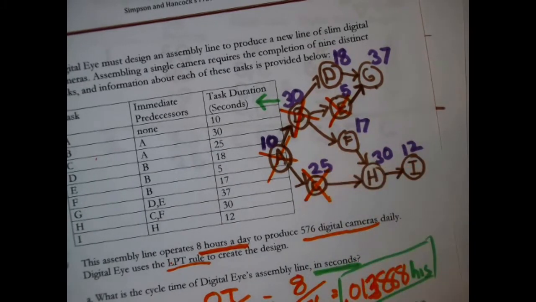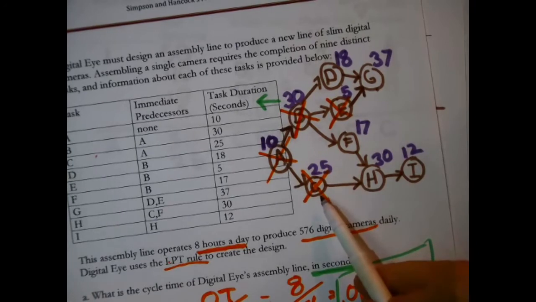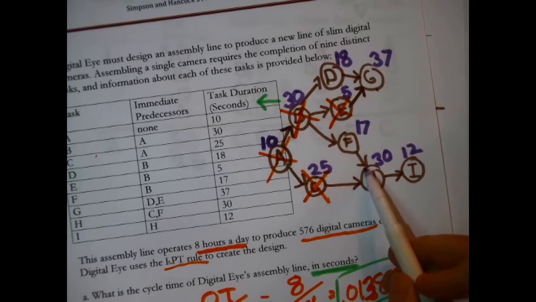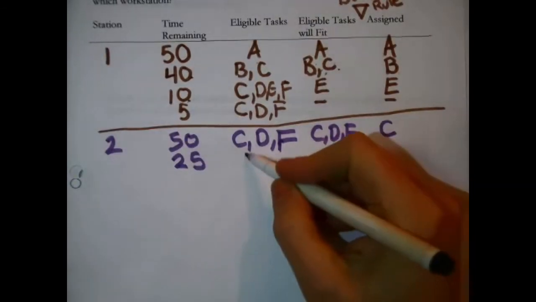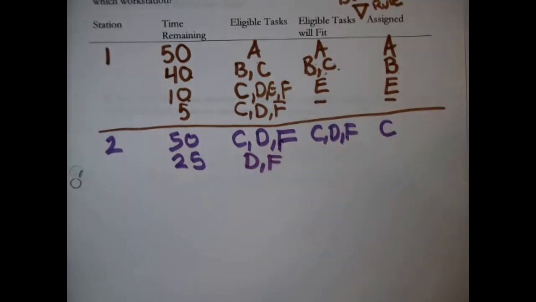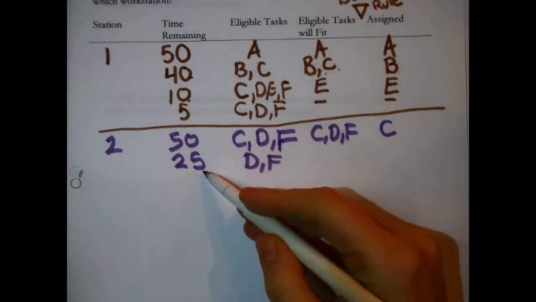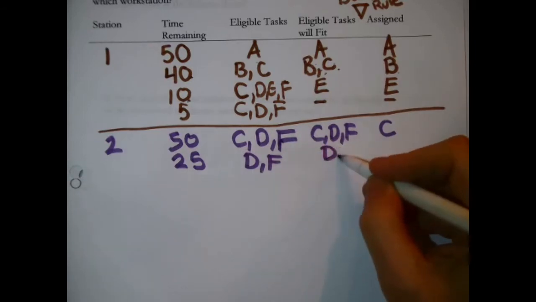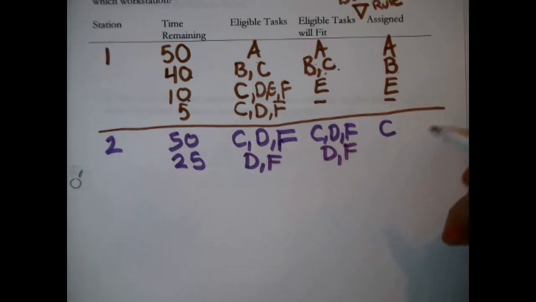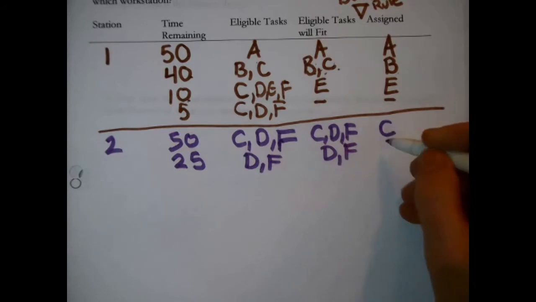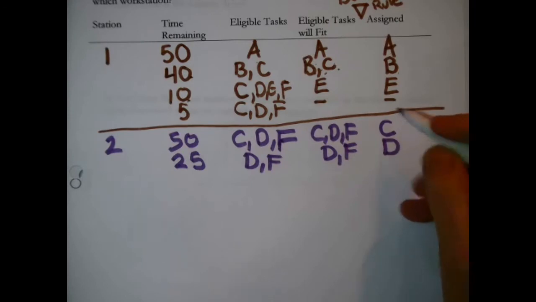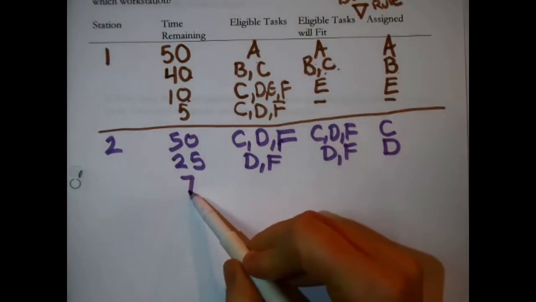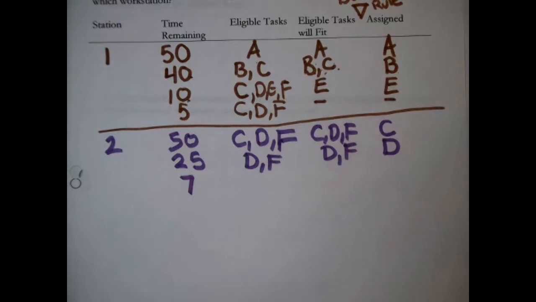Who's eligible now? Just because C has been done, we can't go on to H, because I noticed that H again is connected to something else that's important. That means that it's still only the other 2 that are eligible, D and F. There's 25 seconds left. Either one of them will fit. There's 17 and 18 seconds, so we have to pick the longest. That would be D, the 18 seconds. So D gets the assignment. That only leaves 7 seconds left at this workstation. D's been assigned.